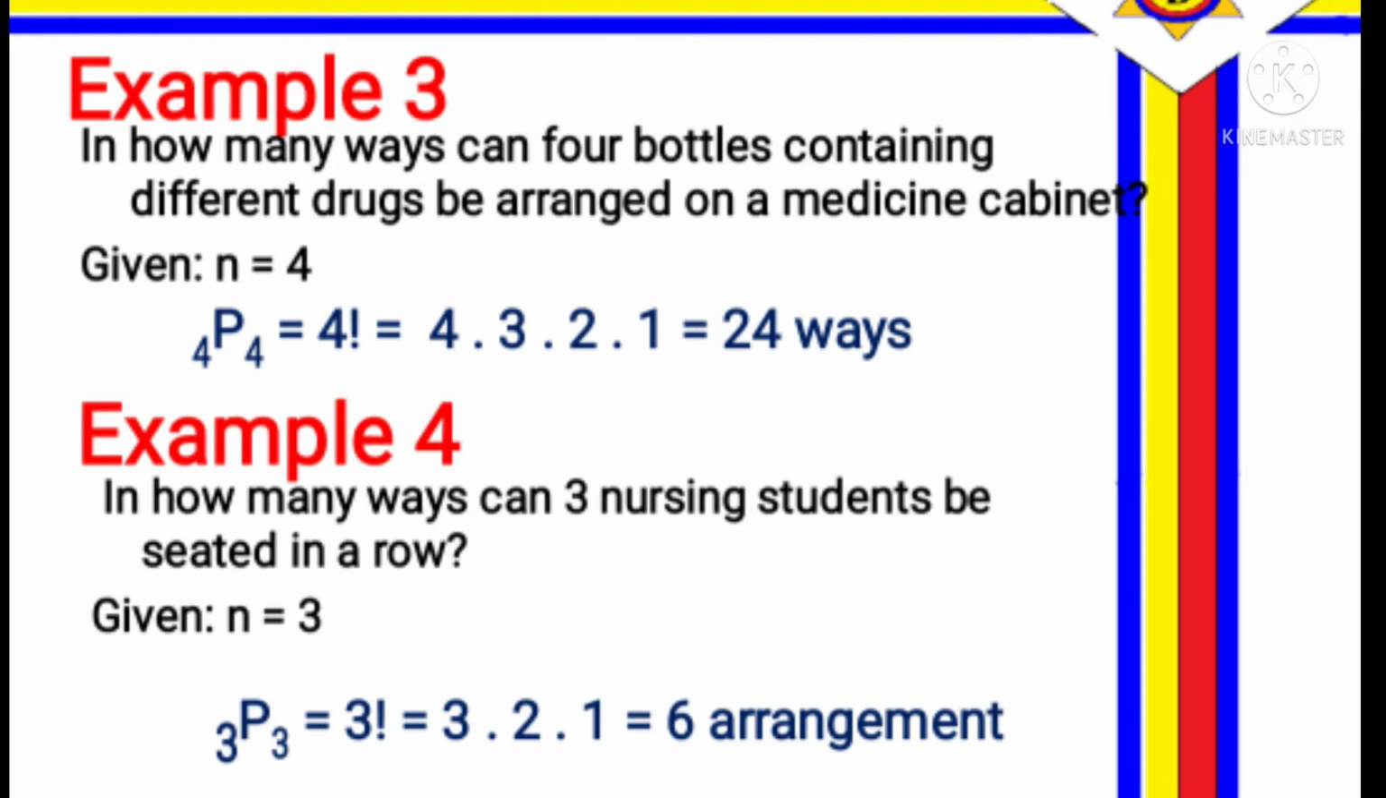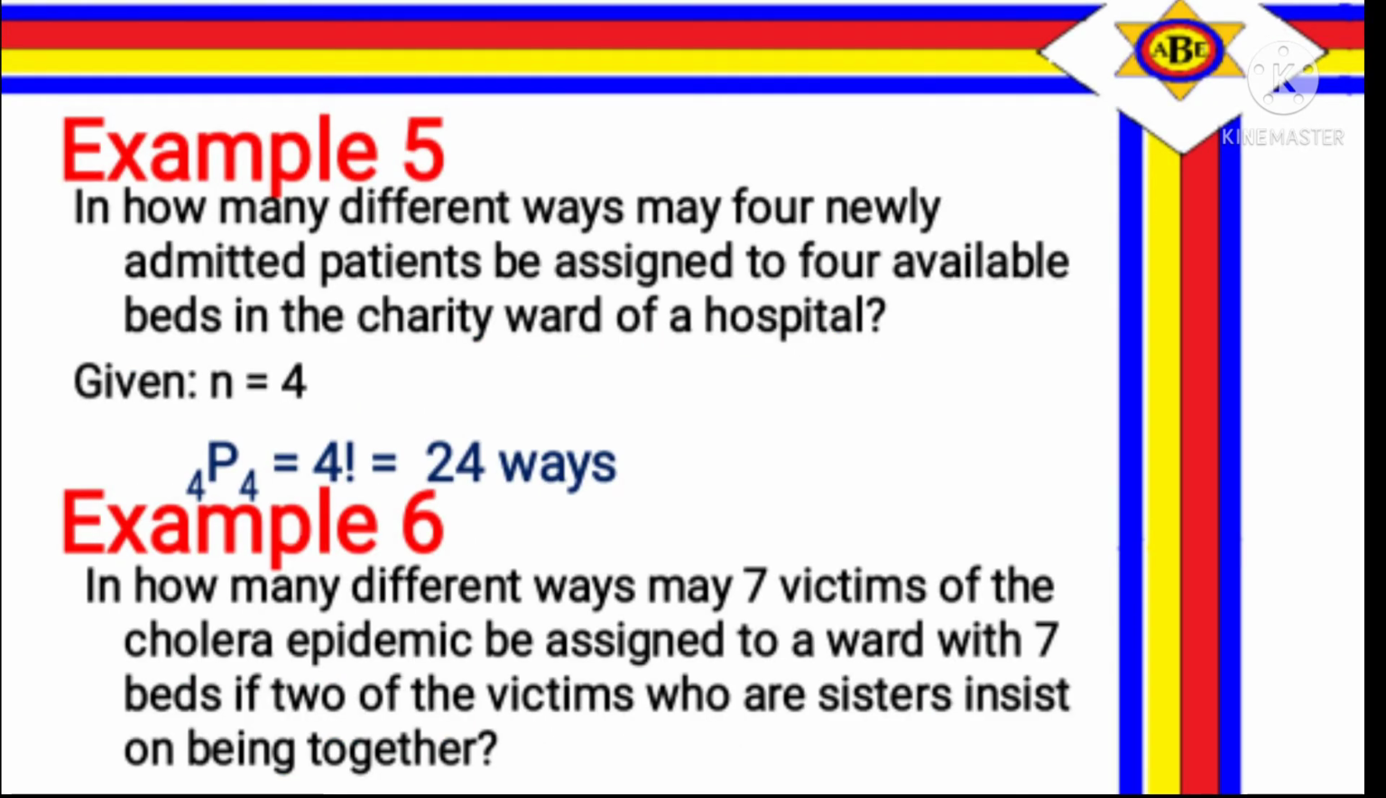Sample number 5. In how many different ways may 4 newly admitted patients be assigned to 4 available beds in the charity ward of a hospital? So n is equal to 4. Then we have 4 factorial. Then we have 4 times 3 times 2 times 1. And that is 24 ways. By the way, this is under rule number 1.